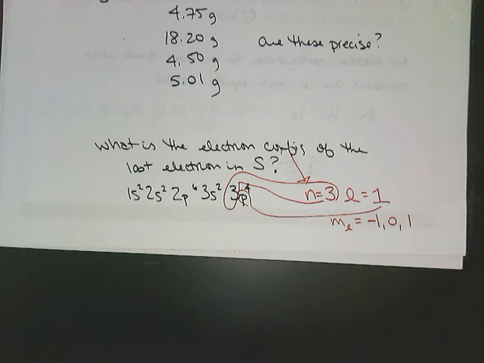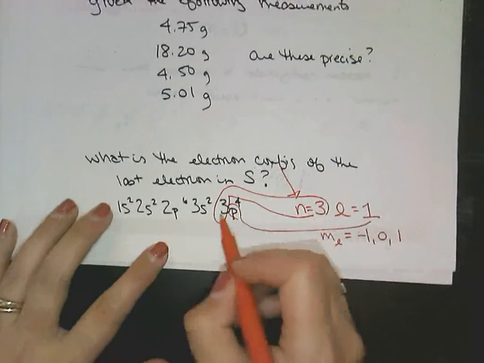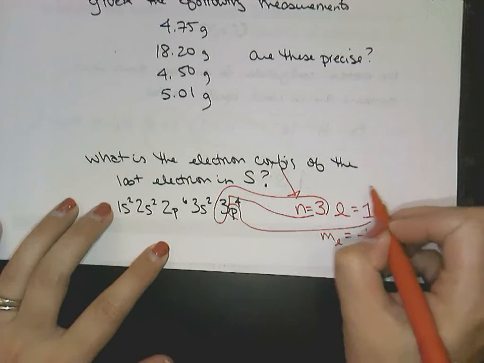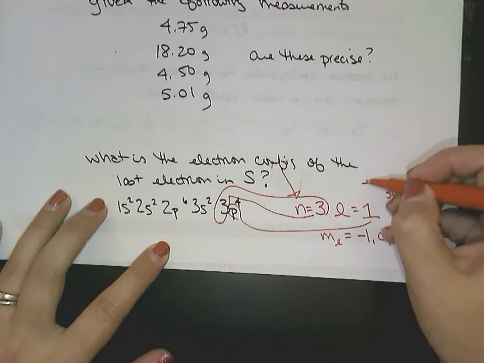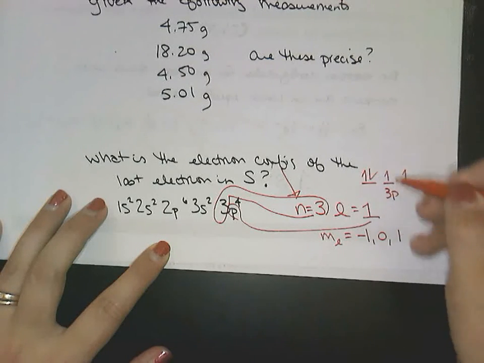And then, because it's the 4th electron, in this case you may have wanted to draw yourself a picture just so you can picture it. If that's 3p, now I have 4 electrons. It would have to be negative 1/2.